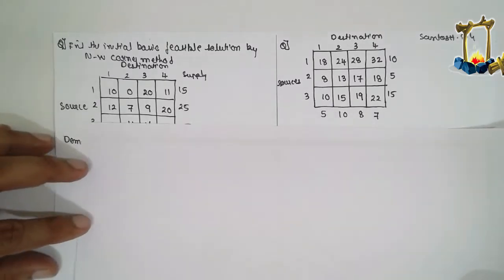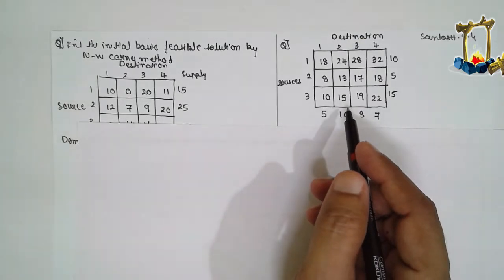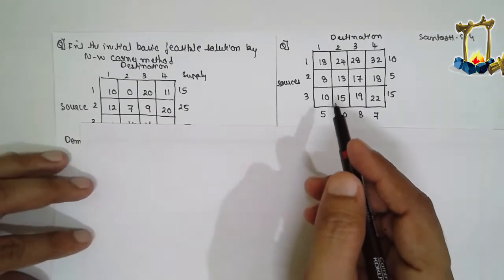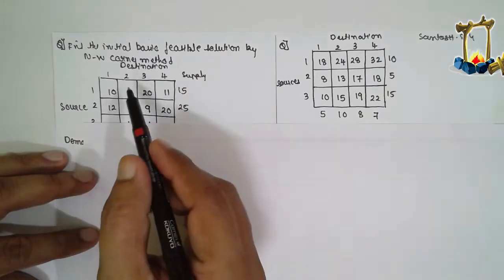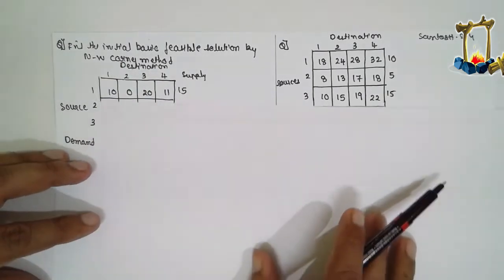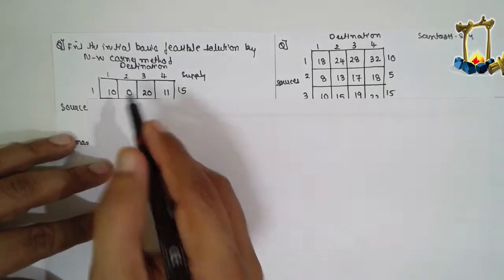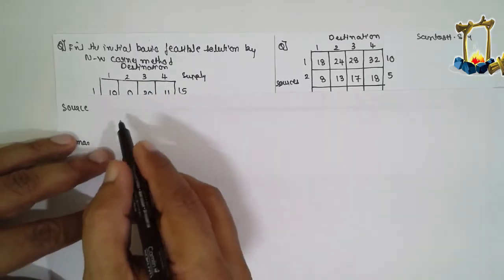Today I am teaching operation research, the transportation problem. In the transportation problem, first I am going to focus on the northwest corner method. Before I start this problem, first I will tell some basic things about the transportation problem.